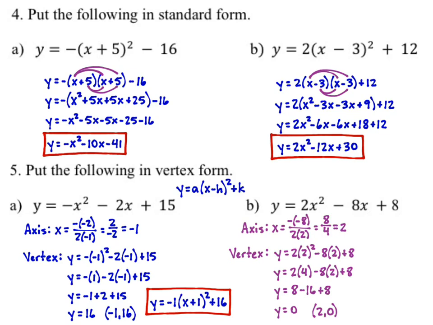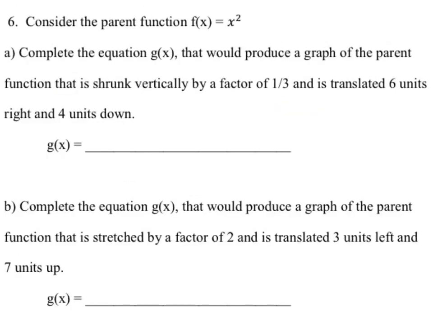Plugging that into my vertex form, my a value is 2 because it was there before, so y equals 2 times x minus h, so we change the sign here, so it'll be minus 2, and then plus 0. Well, we don't actually have to put the plus 0 there, because adding 0 doesn't change anything. If you want to put the plus 0 at the end, that is okay too. So that's number 5.